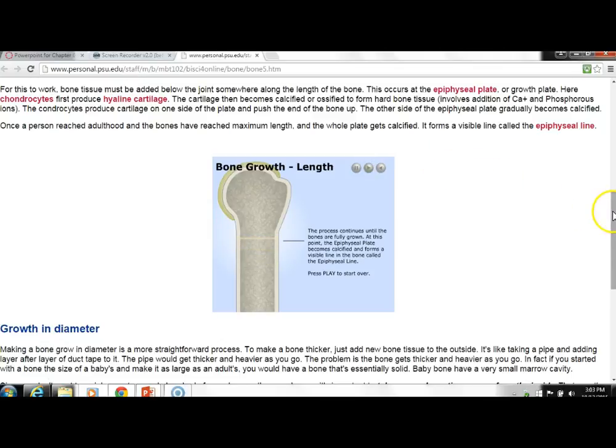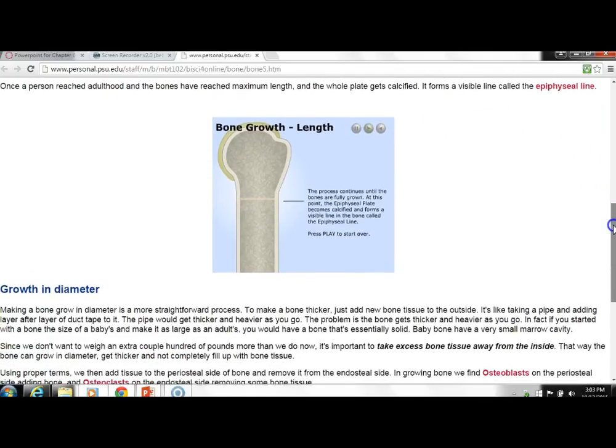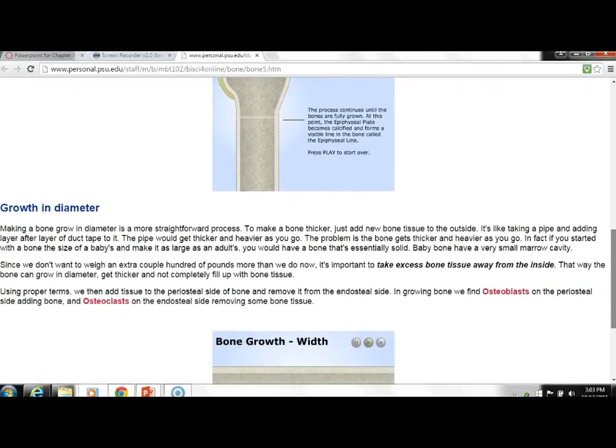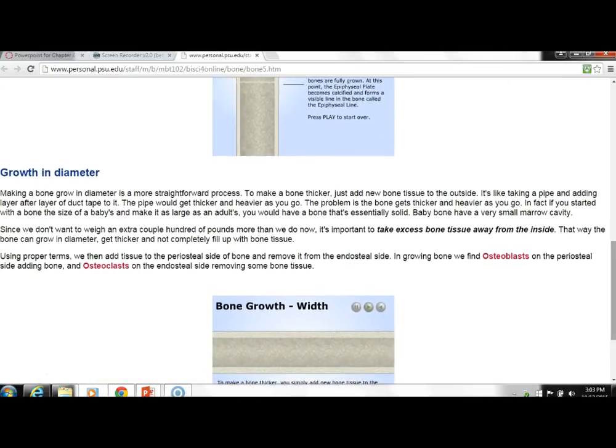So now we know how bones grow in length. Let's look at how bones grow in width, or appositional growth. Making a bone grow in diameter is a more straightforward process. To make a bone thicker, just add new bone tissue to the outside. It's like taking a pipe and adding layer and layer of duct tape to it. The pipe would get thicker and heavier as you go.